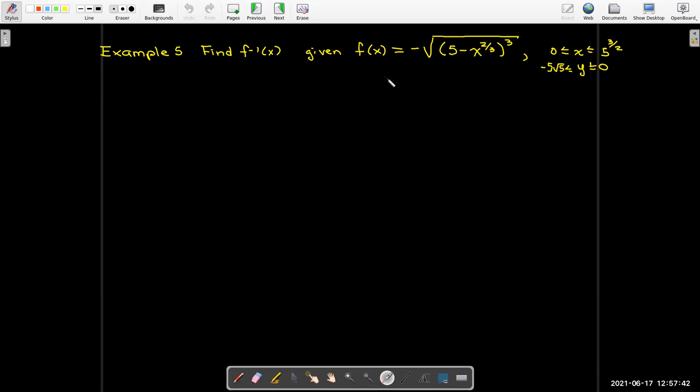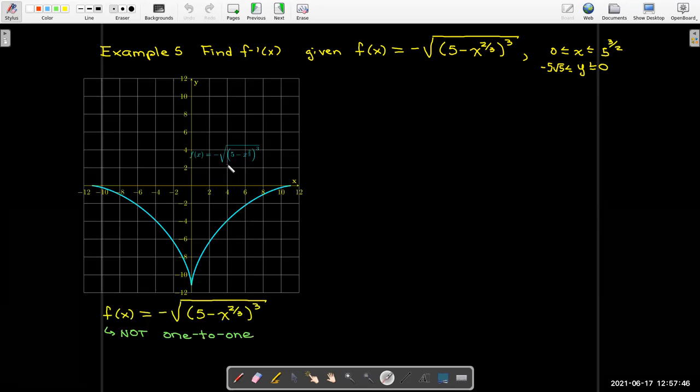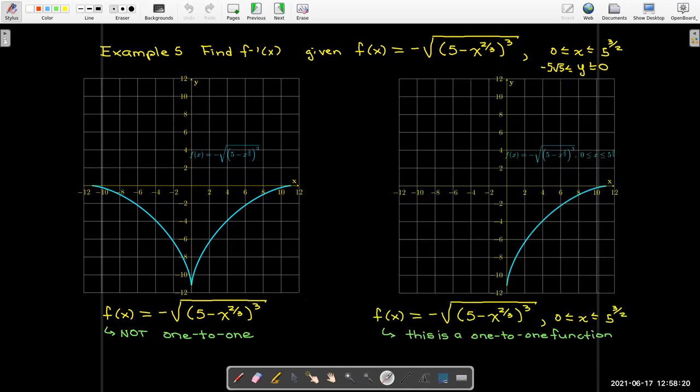Why do I need to do that? Well, let's look at the graph of this function without any restrictions. It has two branches. It starts here on the x-axis, goes down to a cusp on the y-axis, and then goes back up to the x-axis. And so if I don't have this restriction on x, then I would not have a one-to-one function. So if I put the restriction on x, then I only get one of the branches, in this case, the branch where x is positive. And now I have a one-to-one function.